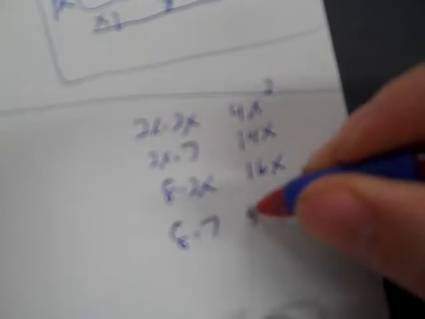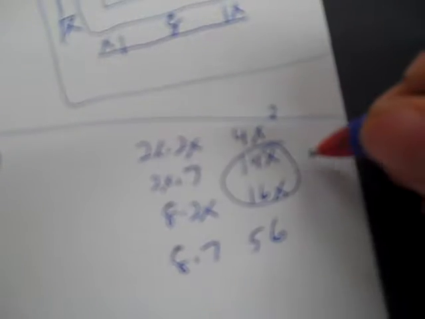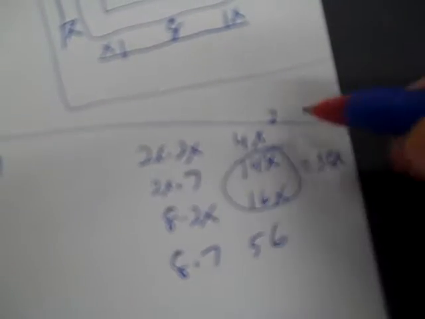So 2x times 2x, 2x times 7, 8 times 2x, and 8 times 7. So that's going to be 4, and then x to the second. That's going to be 14x, 16x, and 56. So I add those two, and that's 30x. So I have 4x to the second plus 30x plus 56 equals 110.